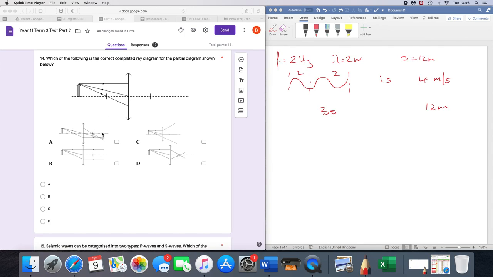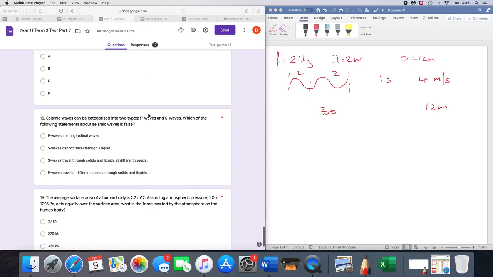So this is about knowing your three special rays. Comes in parallel to the principal axis, comes out through the focus, principal focus, for a convex lens. In through the optical center, comes back out undeviated. In through the principal focus, comes out parallel to the principal axis.